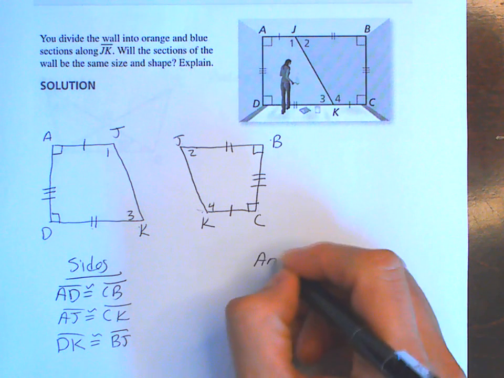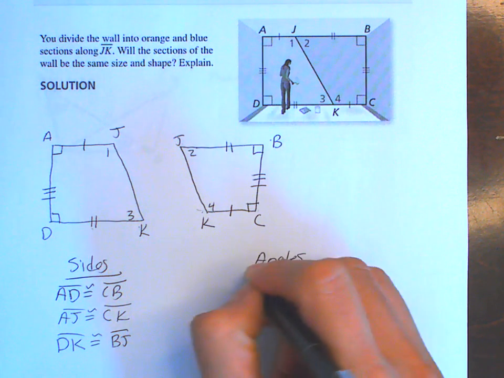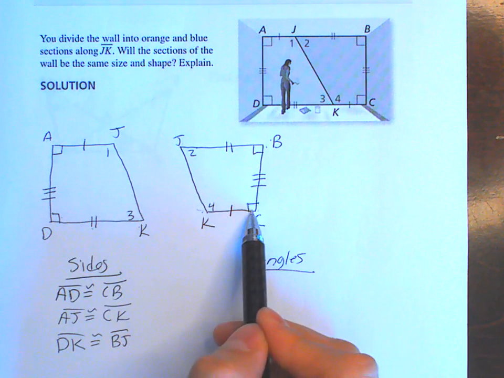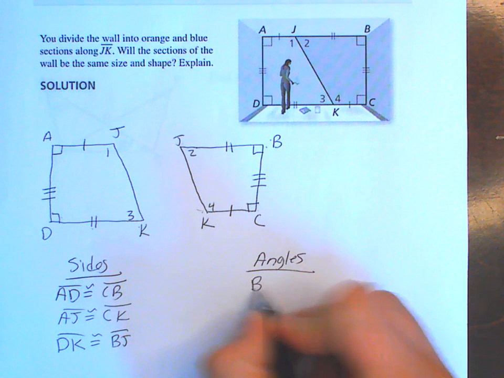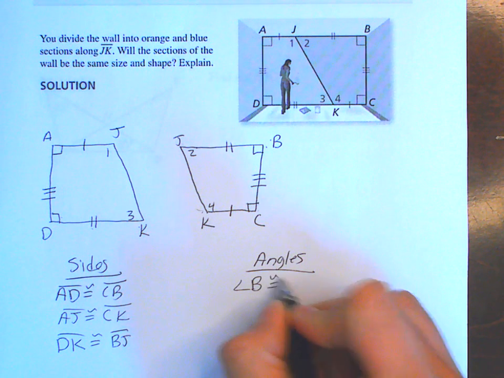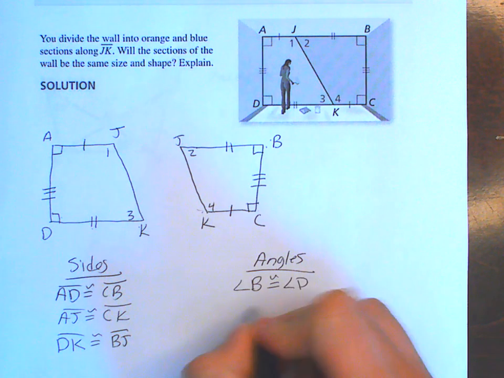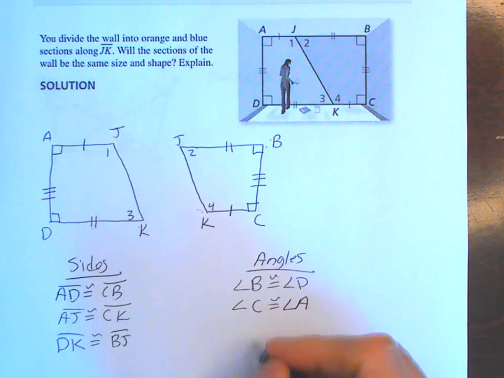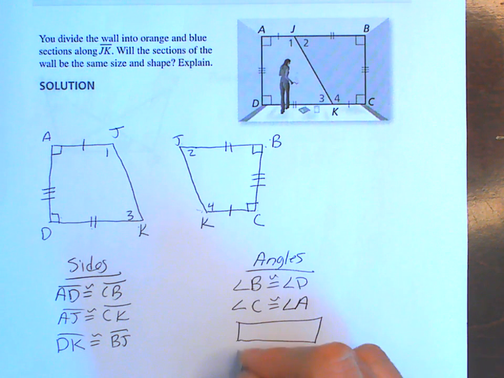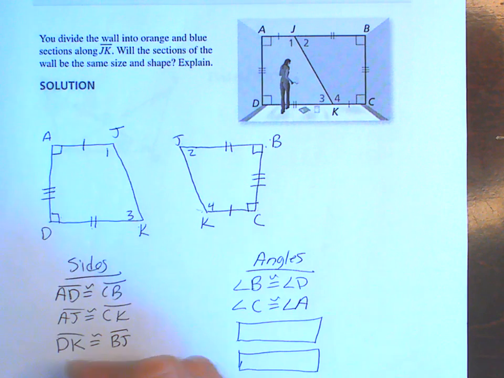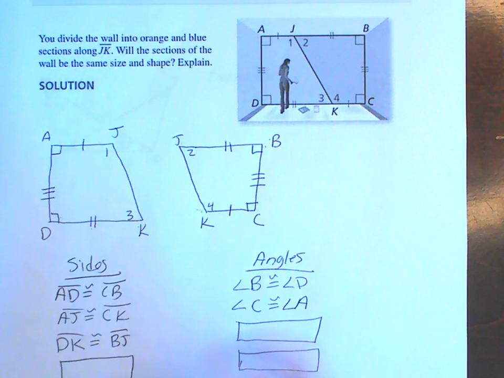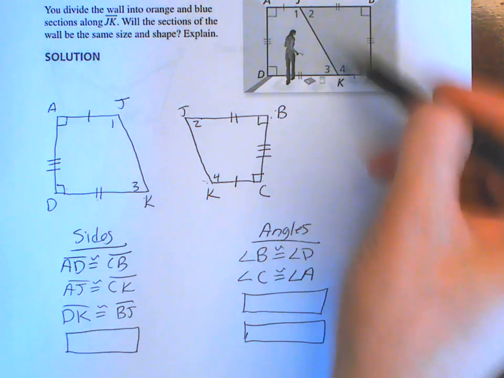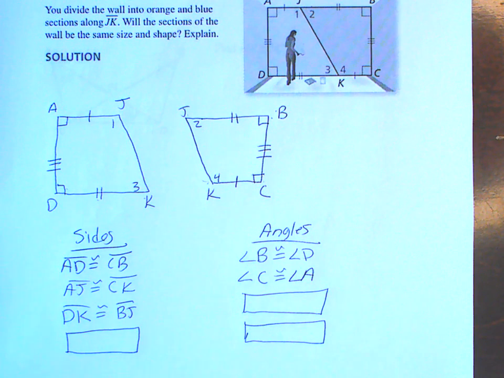Now let's look at the angles. For the angles, you only have 2 pairs of angles. You have B with D and C with A. So angle B is congruent to angle D, and angle C is congruent to angle A. So here's the thing. I need 2 more angles to be congruent and 1 more side to be congruent, and then boom, these 2 will be considered congruent. So what we just said was JK. JK is congruent to itself.